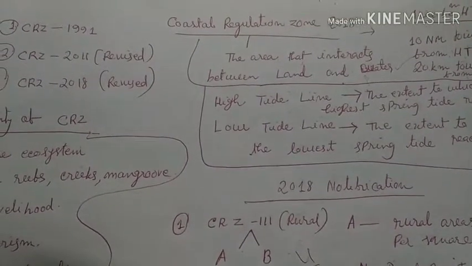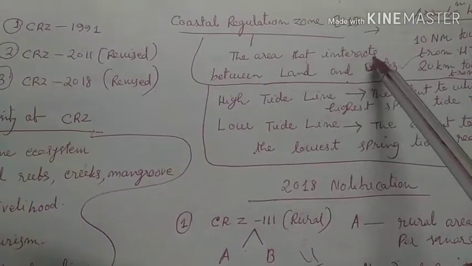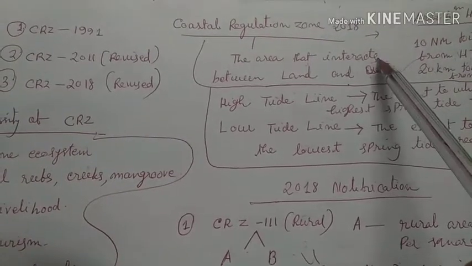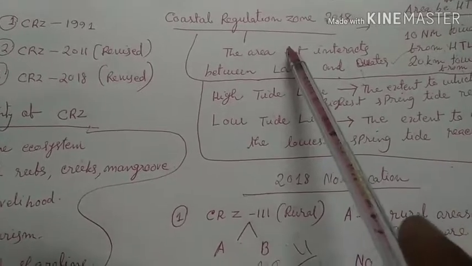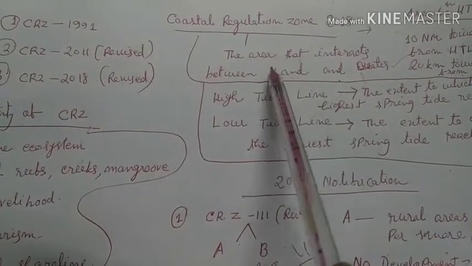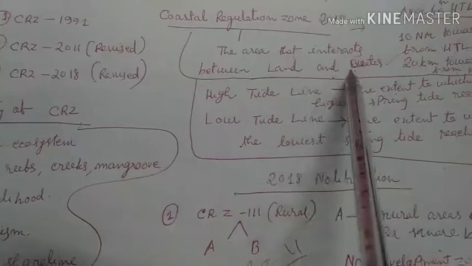Well, guys, recently Coastal Regulation Zone 2018 issued by government has invited lots of controversy. So let's see what is coastal zone. The coastal zone is actually an area that interacts between land and water.